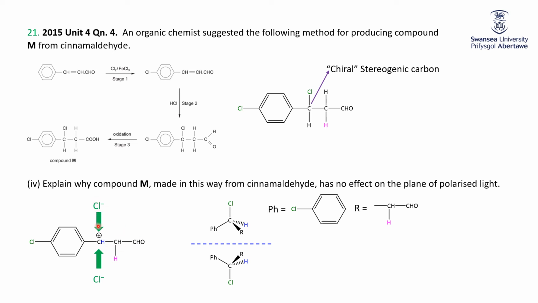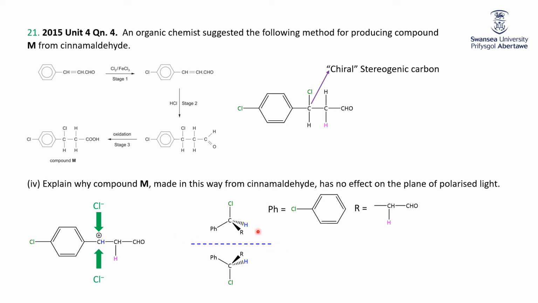If the chloride comes in from this side, then the phenol group gets bent down that way. The H is at the back and the R is at the front. If it comes from this way, you can see that we're pushing all the groups up in opposite ways. And if I put them like this, you can see that they are enantiomers of each other, because they are mirror images that are non-superimposable.